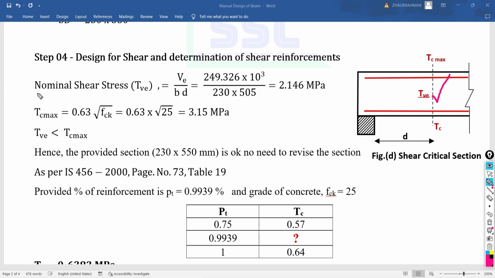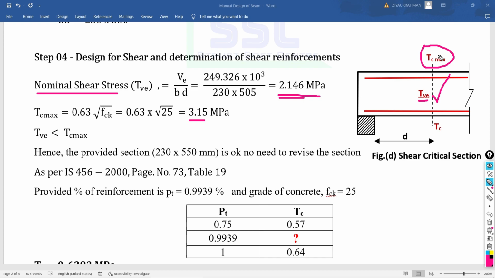The formula for calculating the nominal shear stress, that is tau VE, nominal equivalent shear stress I can call it, is VE divided by B into D. If you put all the values here, you will get the answer as 2.146 MPa. So this is the nominal equivalent shear stress. Now I have to compare this nominal equivalent shear stress, 2.146, with the value of maximum shear stress. So how much is the maximum shear stress capacity? The formula for calculating the maximum shear stress is equal to 0.63 under root of fck. After doing the calculation, we are getting the value as 3.15.